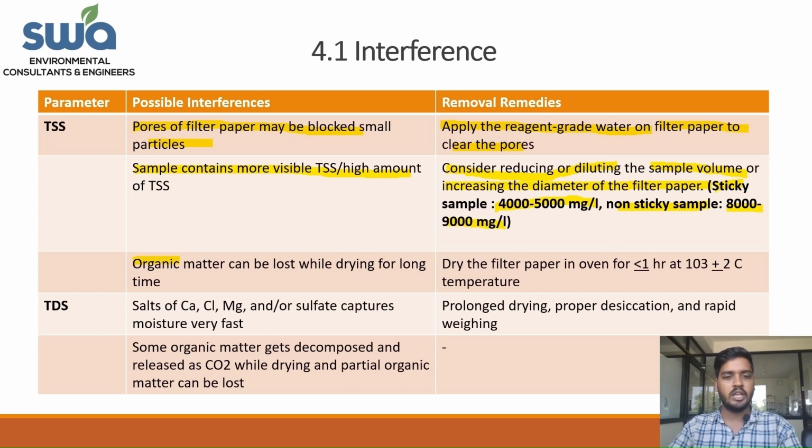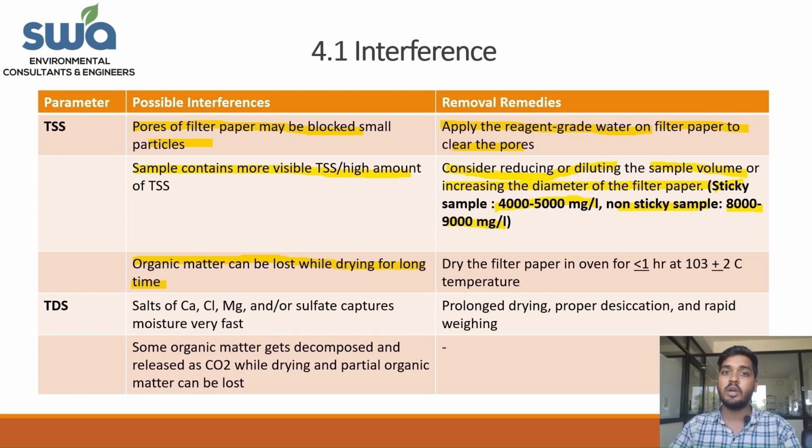Third, organic matter can be lost while drying for long. This is very important. You have to note this, and you have to be clear conceptually about this. Basically, the filter paper is also made of ashless material. So in case you dry the filter paper for a long time, the TSS also can be lost, and the filter paper also loses weight. After that the weight variation will occur, and you will have wrong results. So you have to take care of this very carefully.